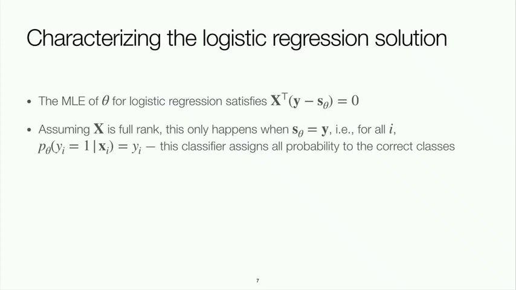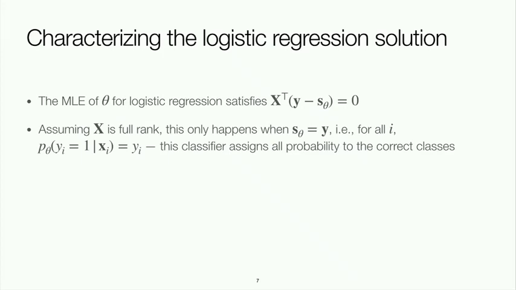What does this mean? For all of my data points, my predicted probability of class 1 is equal to whether or not that class was actually 1. The way that I wrote it is a little bit confusing, but if the class was 1, then I'm predicting probability 1 that it's 1. If the class was 0, I'm predicting probability 0 that it was 1. In other words, my classifier is completely confident in every single correct answer.